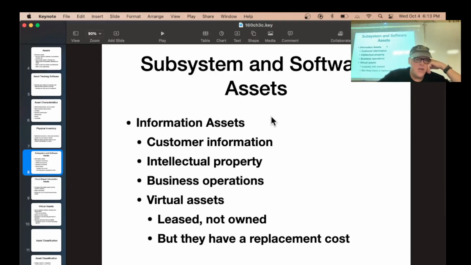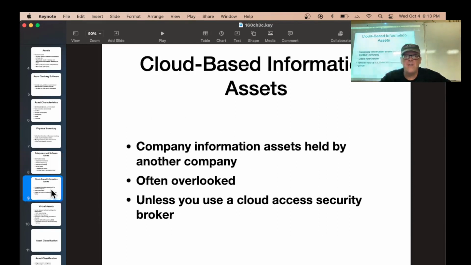And then you have information assets, your customer information, your intellectual property, your business detail, and of course your virtual assets, your cloud servers and so on. All these things have various consequences if you lose them, and costs to replace them, in addition to other costs, like if you're losing customer information, that's a breach and you're going to have regulatory fines and all sorts of things. Then you have assets held by another company, which is the problem with the cloud.